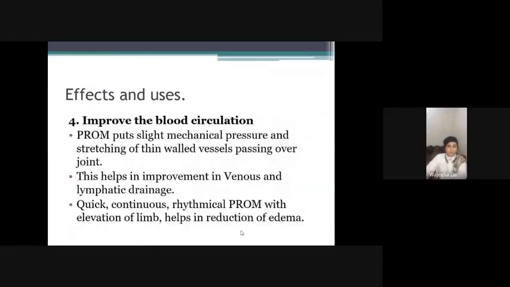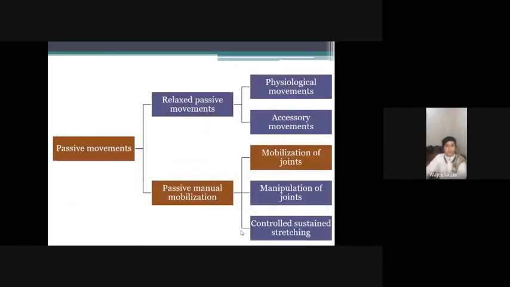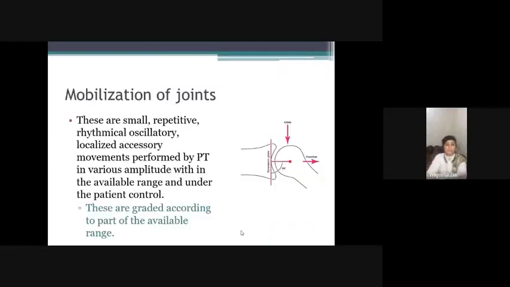So this covers the effects and uses. The next type is the passive manual mobilization. It is divided into three: mobilization of joint. These are small, repetitive, rhythmical, localized movements. So these must be performed at the joint level. The patient can control it. These are graded into different types.